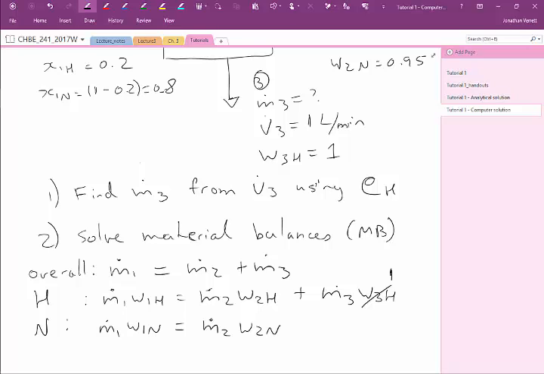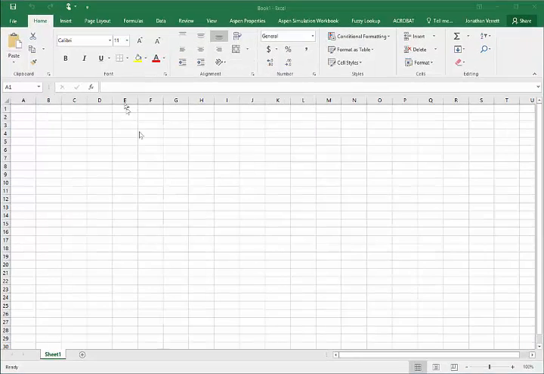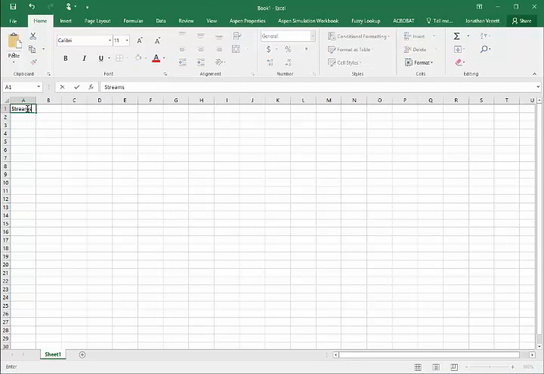Now what I'm going to do instead of doing this by hand is use an Excel sheet to enter this information and to use a solver. So here I'm going to have my streams 1, 2, and 3. I've been provided certain information, so I'll write M in grams per minute, let's say, the mass flows. And the other thing that I've been given for some of the streams is the volume flows. The mass flows are what I want. And here for stream 3, I know it's a liter a minute.